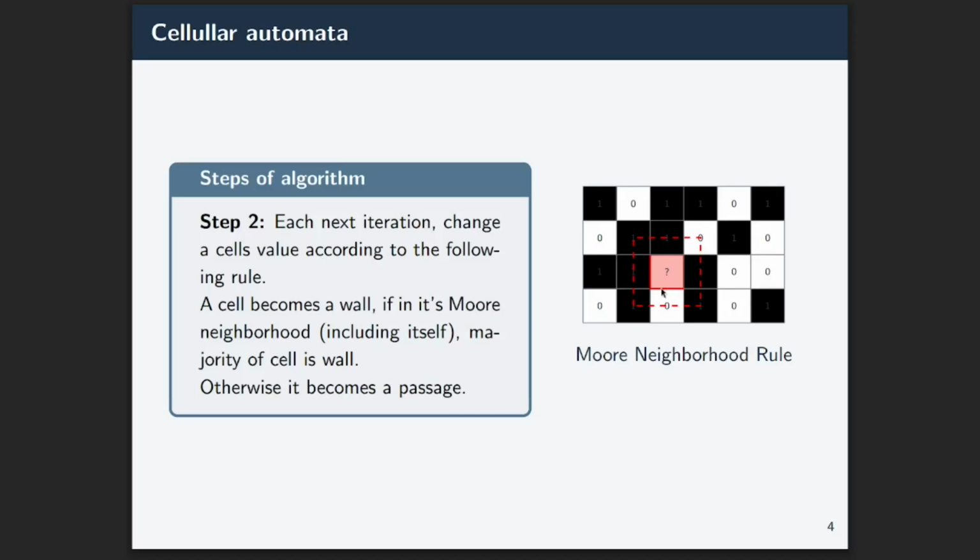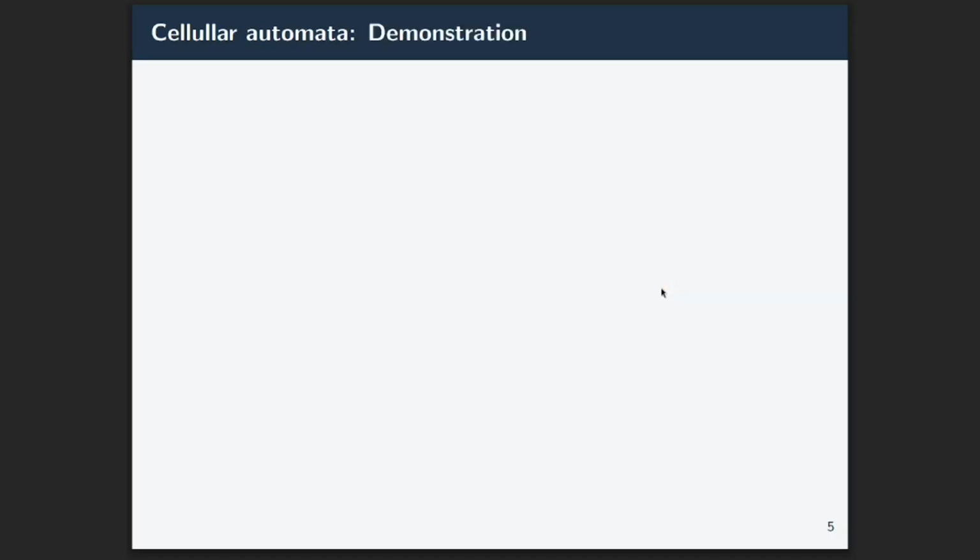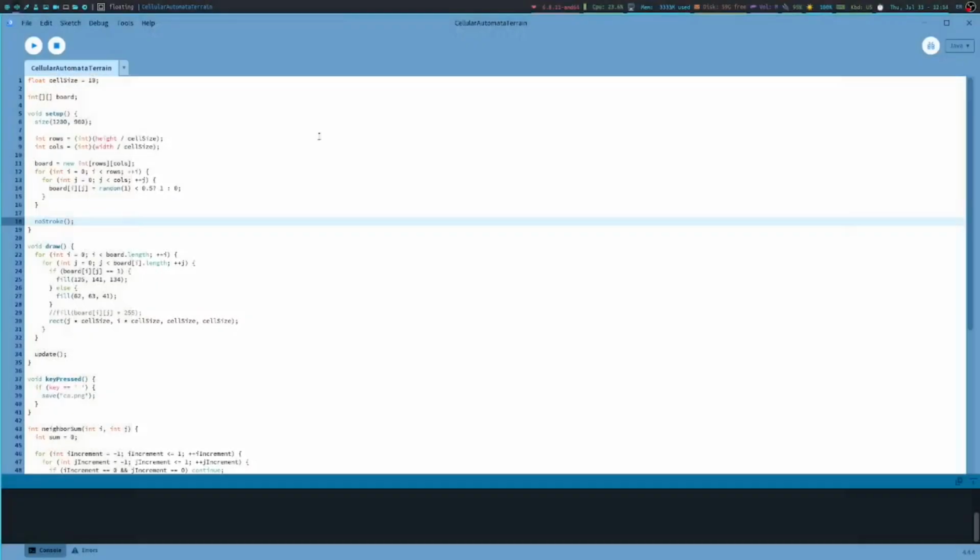We're going to apply the transition rule, iterate over the worlds, let the world evolve. Starting with this blocky and grid-like world, we're going to end up with a beautiful organic world out of nowhere. Let's see the demonstration.